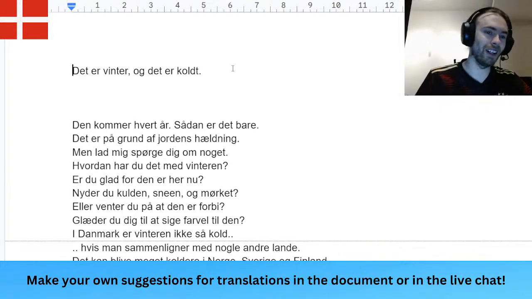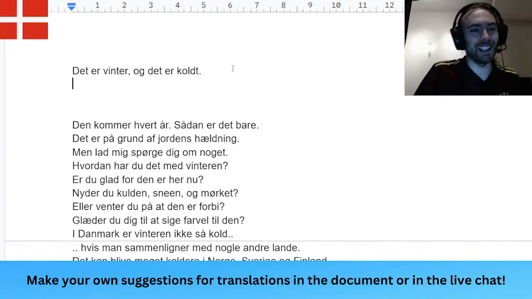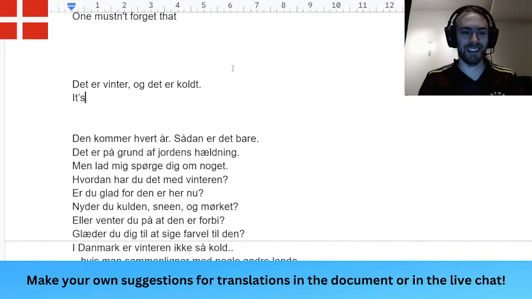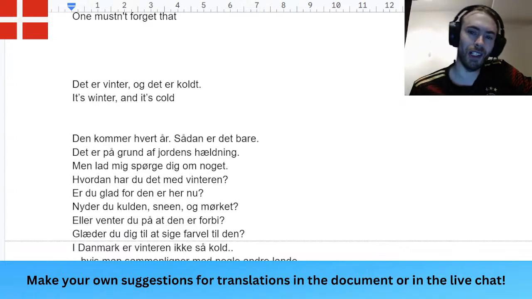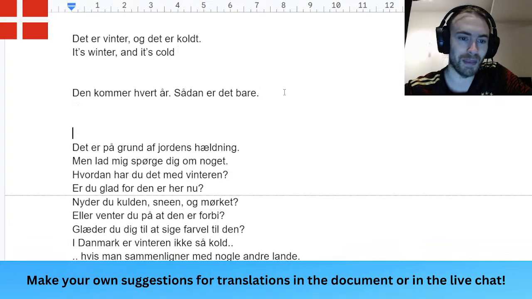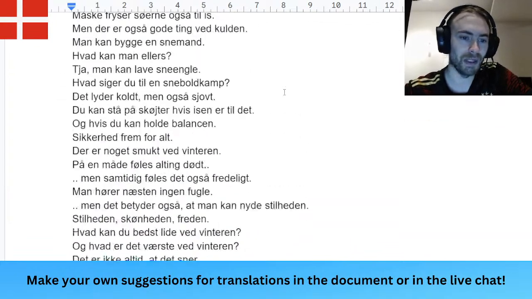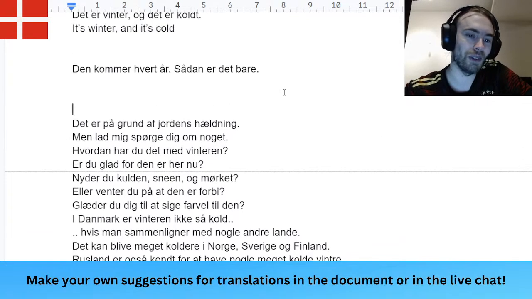Det er vinter, og det er koldt. Do I have to say anything else? Det er vinter, og det er koldt. It's winter, and it's cold. Det er koldt, koldt, koldt. Ja. Den kommer hvert år, sådan er det bare. Oh, this is a pretty long one. Haha, should be interesting. Den kommer hvert år, sådan er det bare.